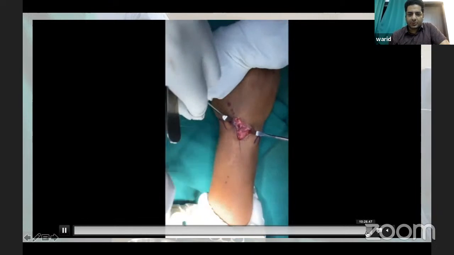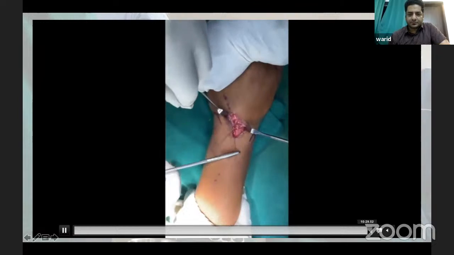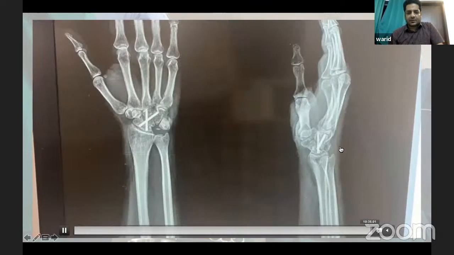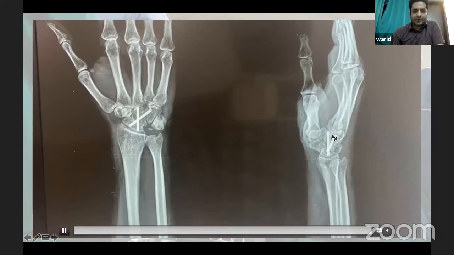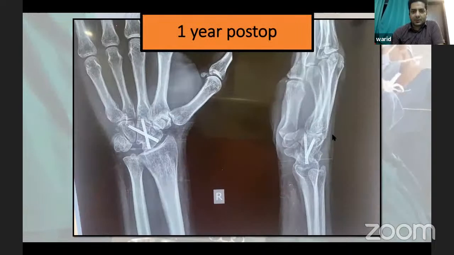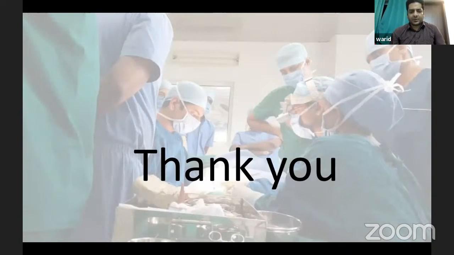So I'll quickly run through this, and that is the final. And this was the post-op picture. 1 year follow-up, and thank you.